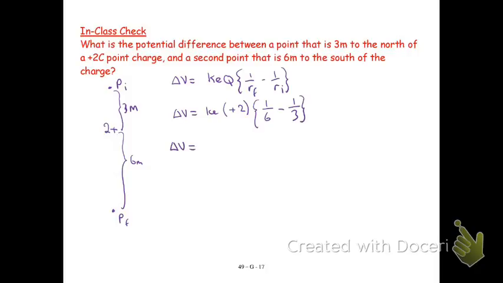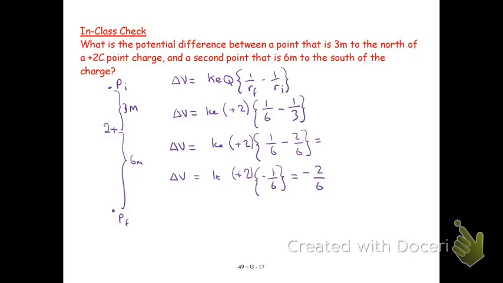Delta V is equal to KE plus 2 times 1 over 6 minus 2 over 6, which equals KE plus 2 times minus 1 over 6, which equals minus 2 over 6 KE, which equals minus 0.33 KE, and it's going to be in volts.